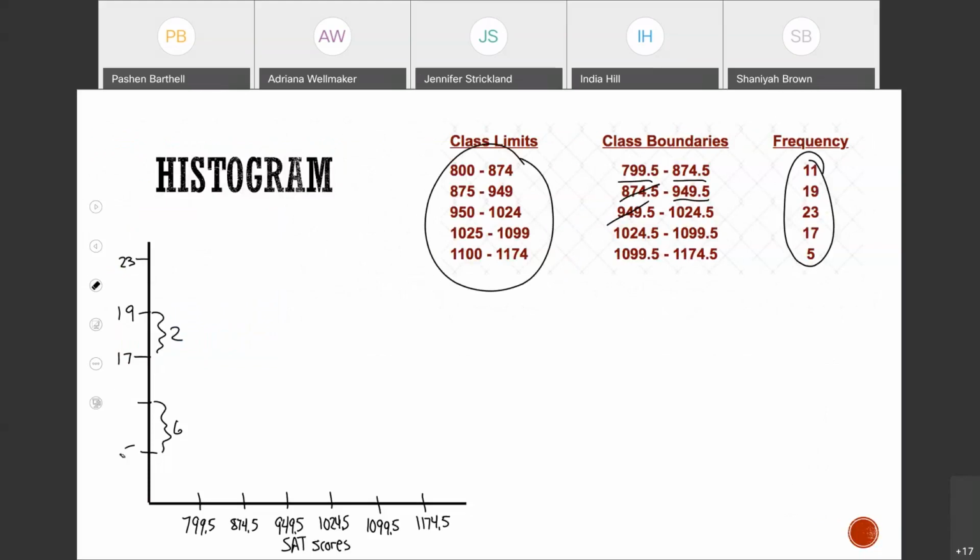All right, so I need a scale to mark off these numbers. I need to count by something. So what can I count by? Anybody want to come up with something? Let's see, we need to go at least to 23. So maybe we count by what?